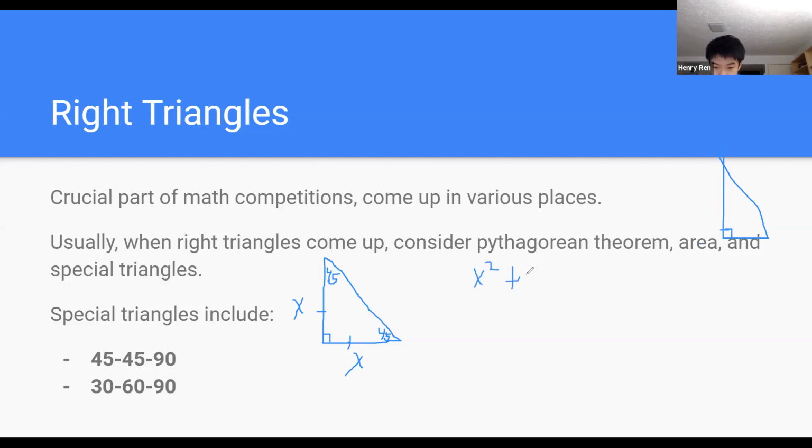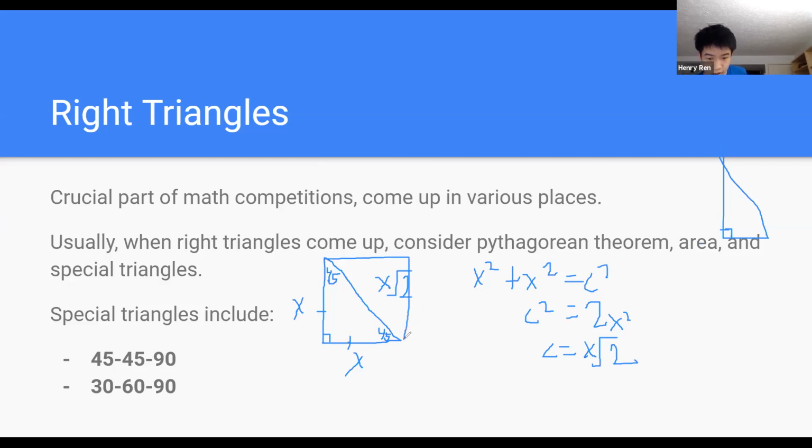x squared plus x squared is equal to c squared. c squared is equal to 2x squared. Let's square root both sides. We get c equals x root 2. The most common place you'd use this is probably when you have a square and they drew a diagonal. What we've proved is that the diagonal of a square is equal to the side length times root 2.